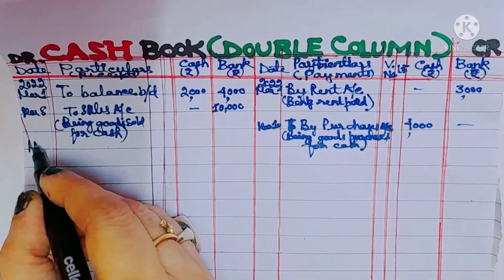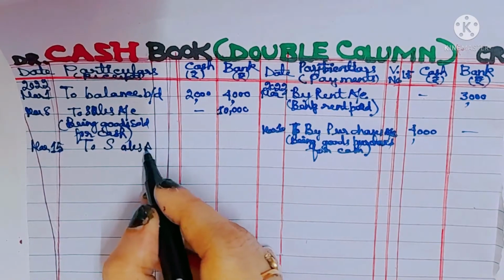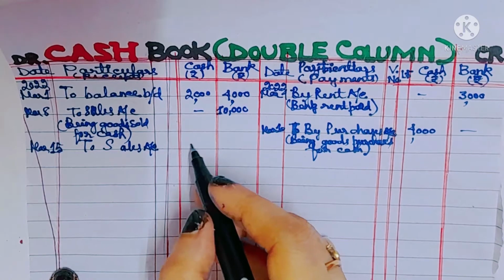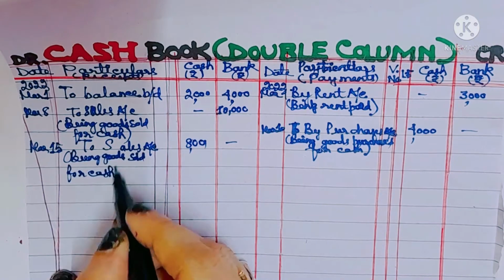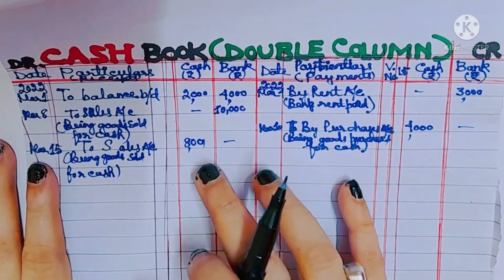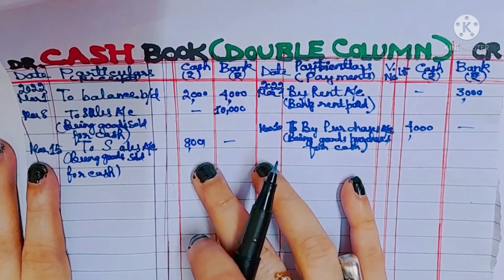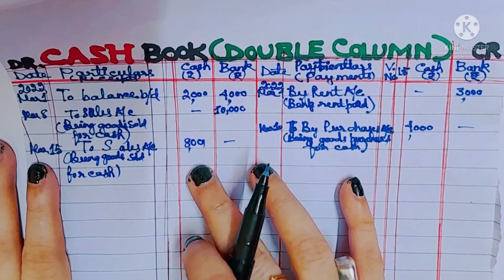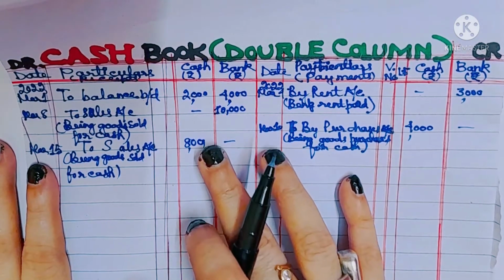Okay, so let's write. So 15th March to sales account, goods sold for cash. So the amount will be in the cash column 8,000, being goods sold for cash. Moreover, cash column represents cash account. Cash account comes under real account. According to real account, what comes in is debit. Here, when goods are sold, cash comes into the business. So 8,000 will be debited. Okay. So let's see the next transaction.